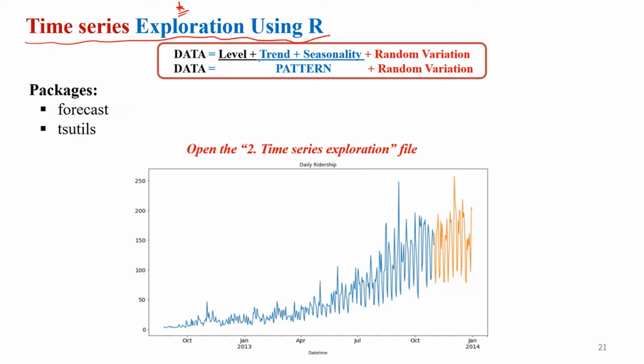That means you can divide the time series data into different components such as the level component, the trend component, and the seasonality component. These components are very important because they indicate the pattern of the data. Based on the pattern of the data, we decide which type of time series forecasting method we should apply.